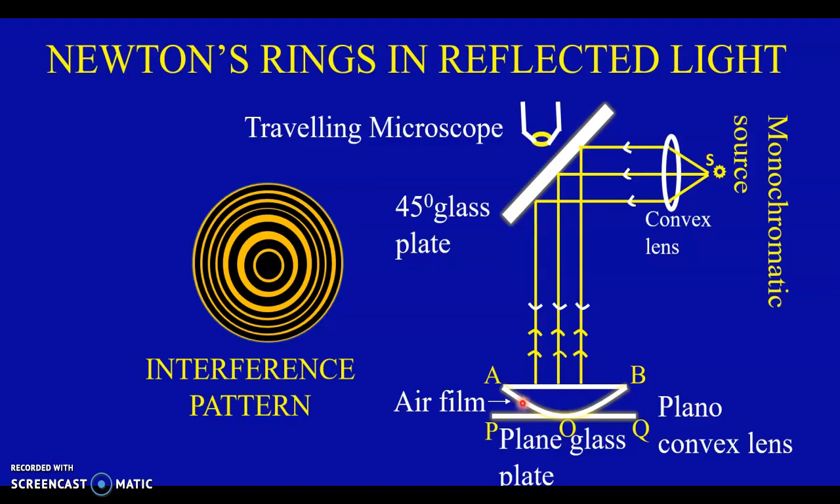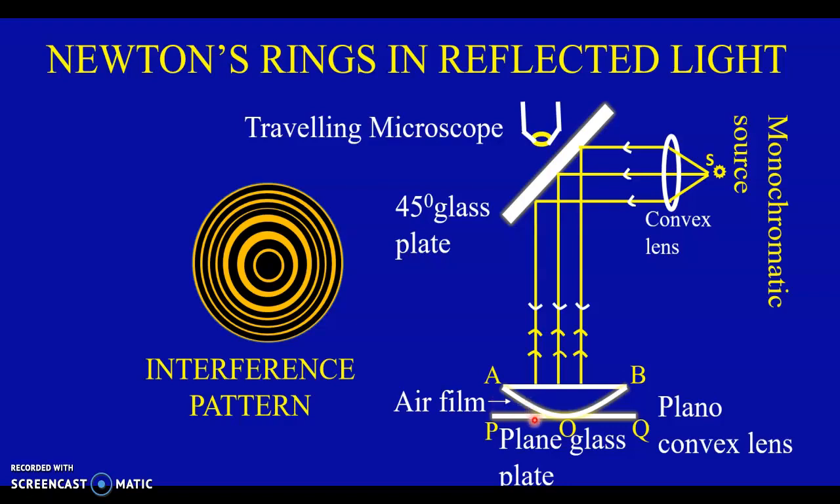The rays which get reflected from the top surface of the film and the bottom surface of the film differ in phase by mu t. While going from top to bottom it is mu t and from bottom to top it is mu t. Of course this is air, so we can say t plus t, since mu is equal to 1 for air. So the path difference between the two reflected rays is 2t.